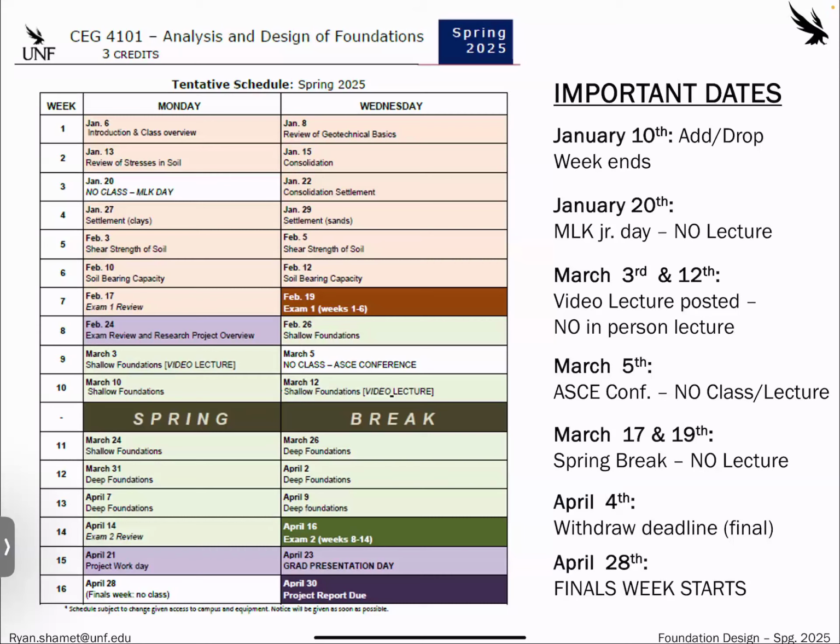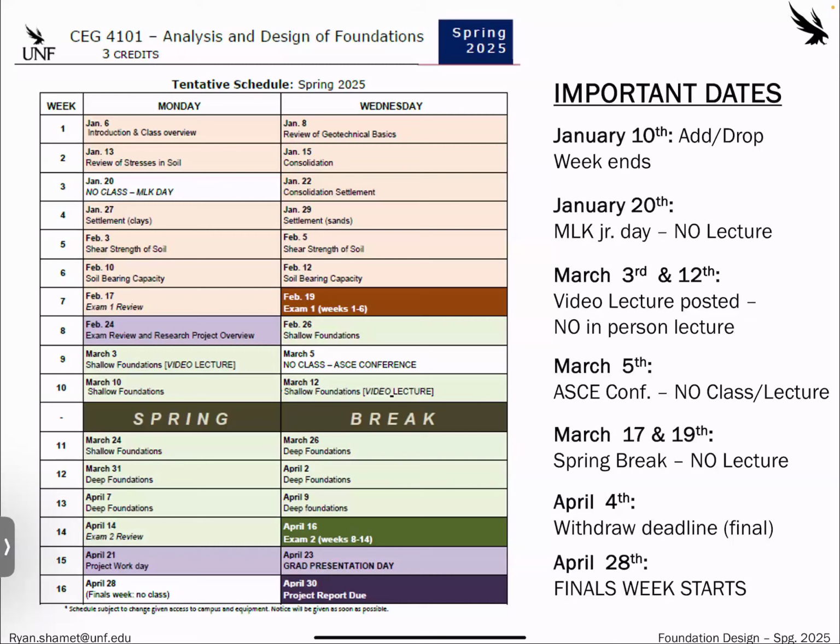And then your exam 1 will be on weeks 1 through 7. We'll have an exam review. And then the second half of the semester, we'll be doing all the foundation design, so we'll be doing shallow and deep foundations. This is, of course, subject to change, but hopefully I've covered all my bases with random things that pop up.